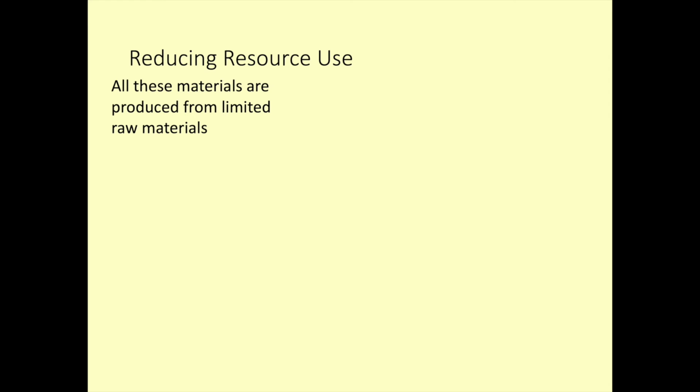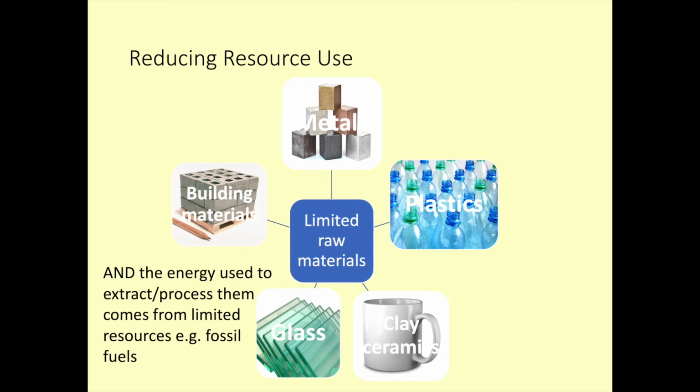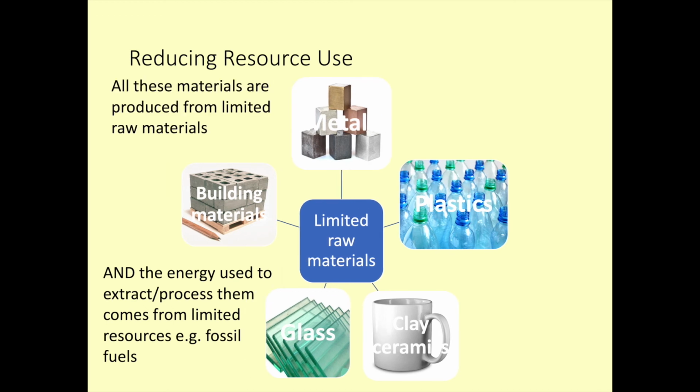So reducing our resources, these materials are all limited raw materials. Plastics might be the unfamiliar one to you, however remember that they come from crude oil. But metals, building materials, glass, clay materials and plastics are all limited by the raw materials they use, but also the energy used to extract and process them will come from limited resources such as our fossil fuels. Just a reminder that our fossil fuels are our coal, our crude oil and our natural gas.